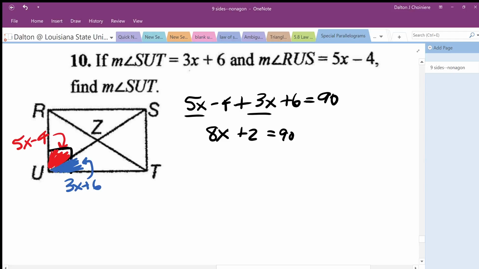And then if I want to solve for x, it actually becomes really simple. I'll subtract 2 from both sides. And then I get 8x is equal to 88. Fabulous. Now, again, that's like step 1, right? And this is where geometry gets tricky. That's step 1.